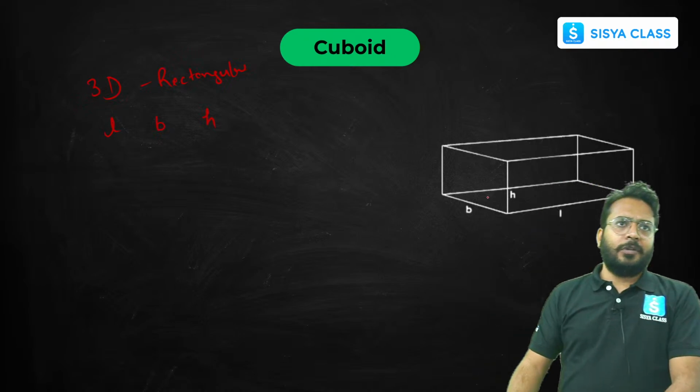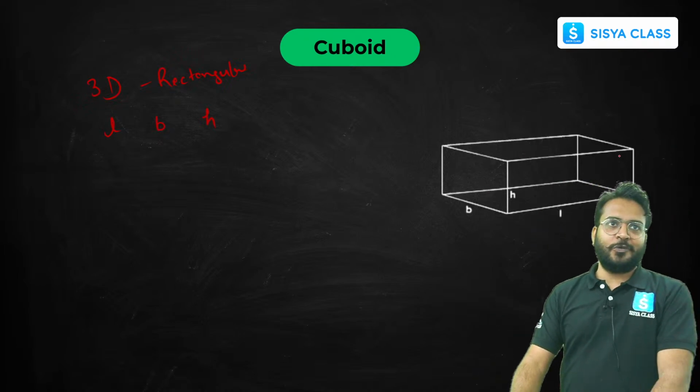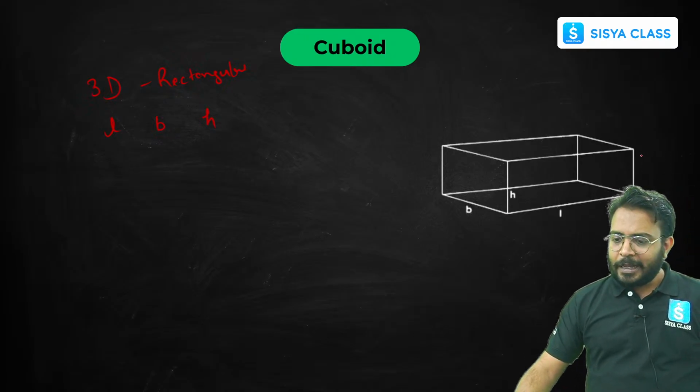Suppose my length, breadth and height are given. Let me tilt it a little bit like this, so that the whole figure is visible to you. So this is my length, and my height is given as h.